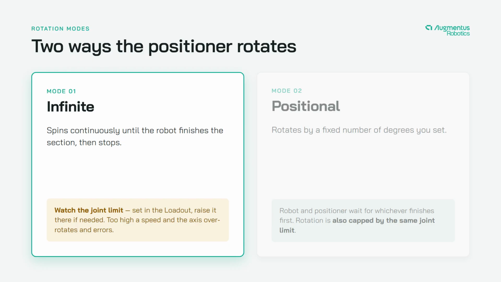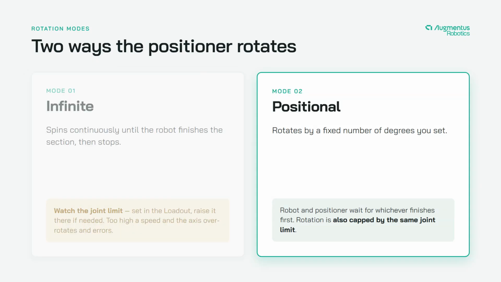In infinite mode, the positioner spins continuously until the robot finishes the section. If the speed is too high, it can reach its joint limit and error out. That limit is set in the loadout, and you can raise it there if you need more travel. Otherwise, keep the speed low enough to stay within it. In positional mode, it rotates by a fixed number of degrees you set. The rotation is also capped by that same joint limit from the loadout.